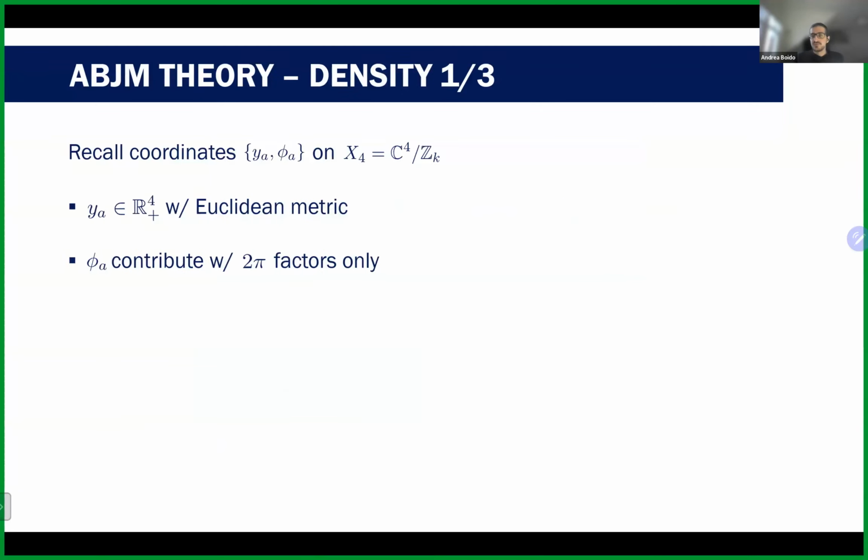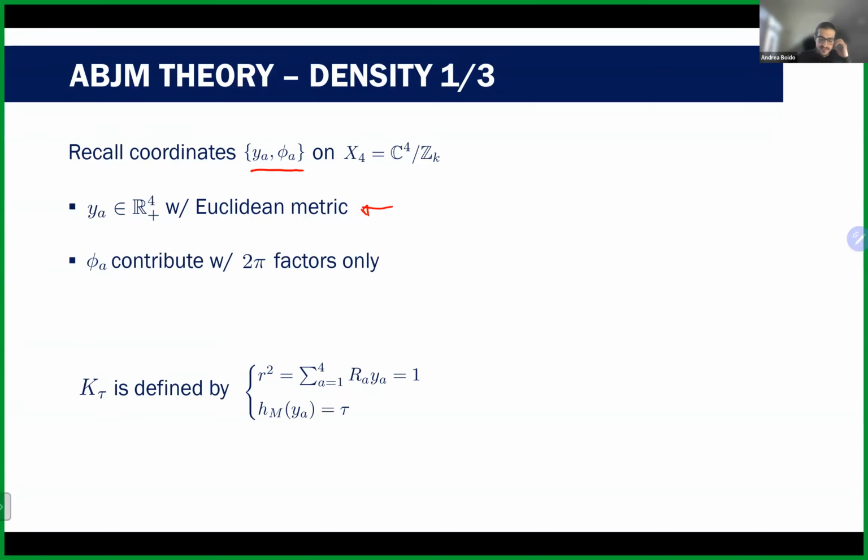Okay, so let's see how this works concretely for our ABJM theory. Recall that we're using these coordinates, y_A and phi_A, on our space. I introduced them before, and they are positive. In particular, these are sort of decoupled coordinates. The y_A just parameterize R4 with some Euclidean metric, and the angles phi_A will contribute factors of 2 pi. So in the end, we are mostly interested in the first part.